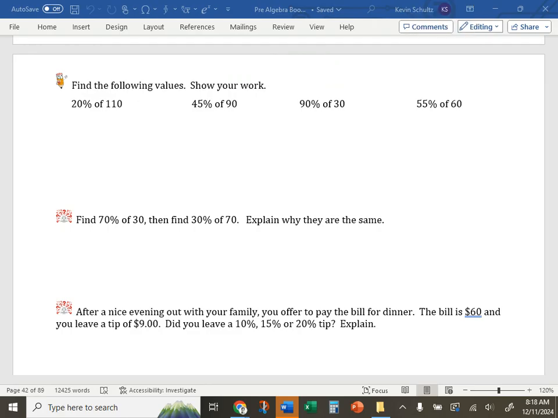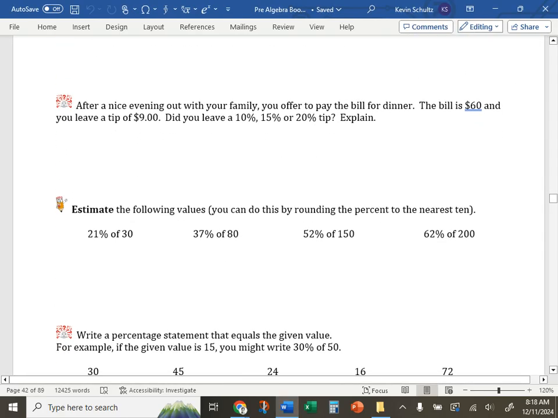Then, this one. After a nice evening out with your family, you offer to pay the bill for dinner. The bill is $60 and you leave a tip of $9. Did you leave a 10%, 15%, or 20% tip? Okay, does that $9 represent 10% of 60, 15% of 60, or 20% of 60?